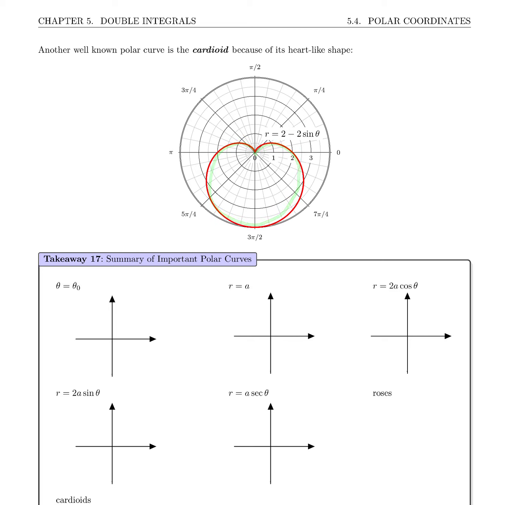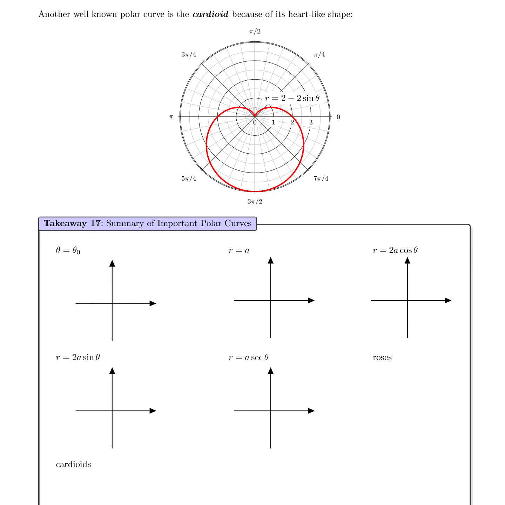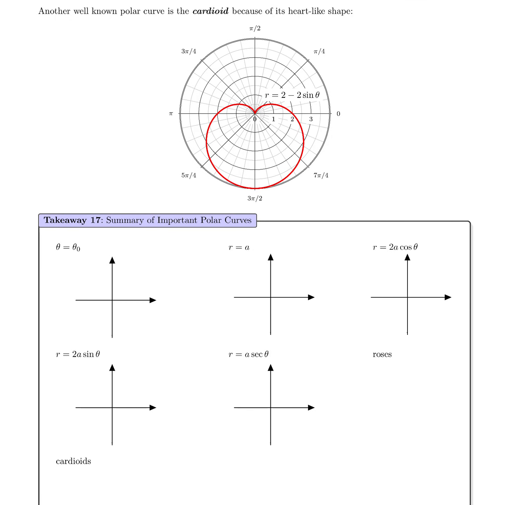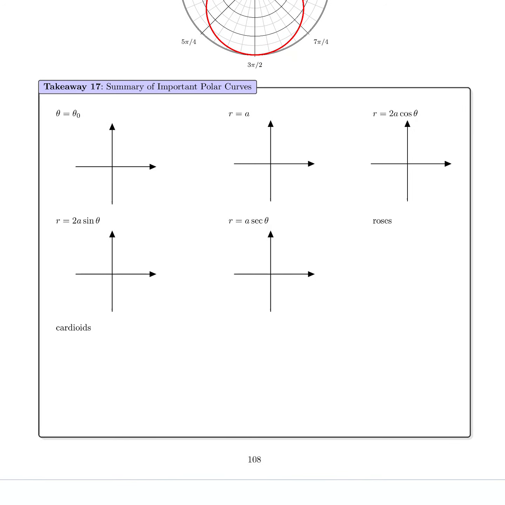So this is one example of a cardioid here that you need to be familiar with, although you don't need to know how to graph them unless you make a table of values or use the arcs. You don't have to memorize the equations of them. Use the arcs, what I mean is use the arcs on curves like we did in one of the previous videos. So let's look at takeaway 17, some of the important curves that we have seen.